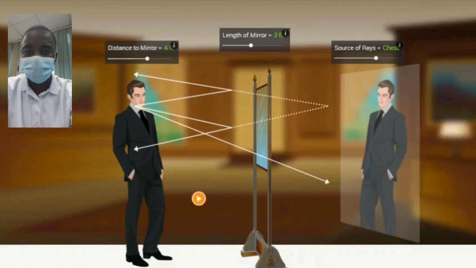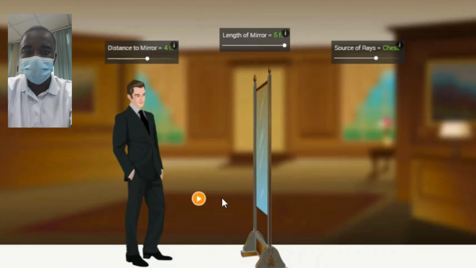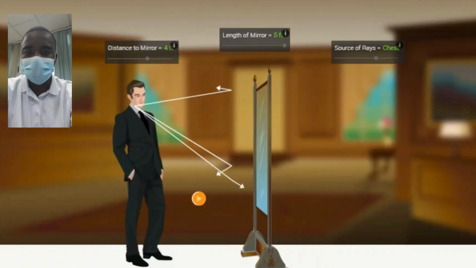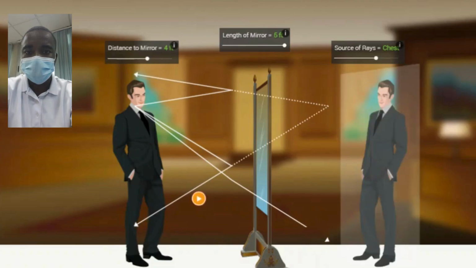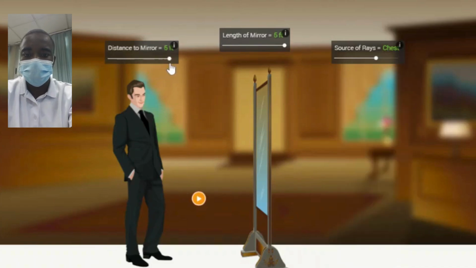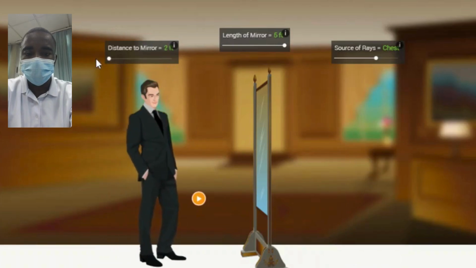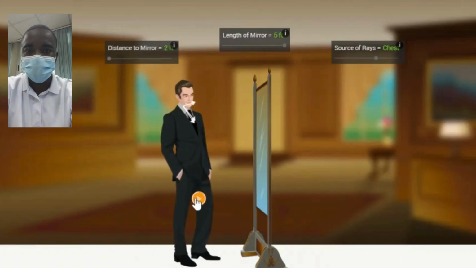By adjusting the mirror's length in the simulation, students can observe how the reflected image changes. A short mirror restricts visibility, cutting off parts of the image, whereas a longer mirror expands the field of view, allowing a complete reflection. This visualization helps learners understand why, for instance, dressing mirrors are typically taller than standard bathroom mirrors. Additionally, the simulation can demonstrate the minimum mirror length required for a person to see their entire body.